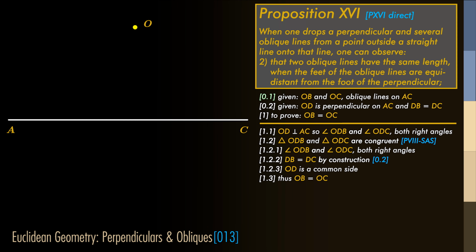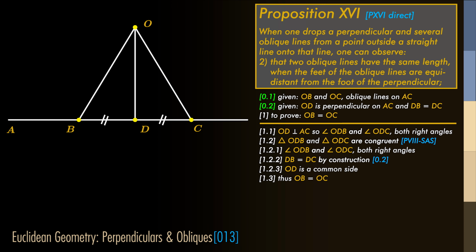For the second part of the proposition, we start with two oblique lines, OB and OC, and of course the perpendicular OD. And we have that the feet of the two oblique lines have the same distance from D. So, the line segment DB equals DC. We now need to prove that the oblique lines OB and OC have the same length.